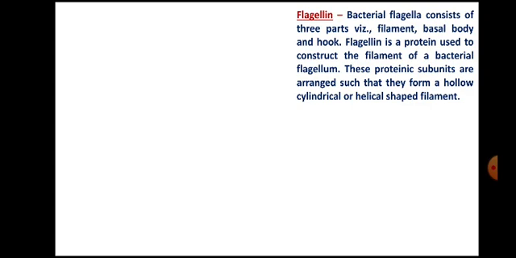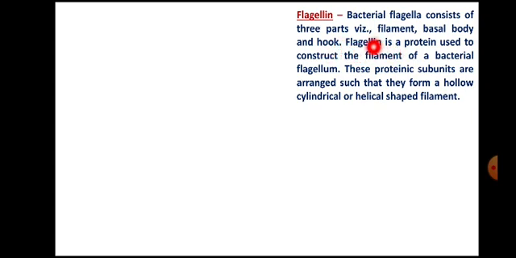The next example of a structural protein is flagellin. Flagellin is a protein which is present in bacterial flagella. The flagellum is a component of the bacterial cell which helps in the motility of the cell. If you see the structure of the bacterial flagellum, it consists of a filament, a basal body and a hook. These are the three components of the bacterial flagellum.